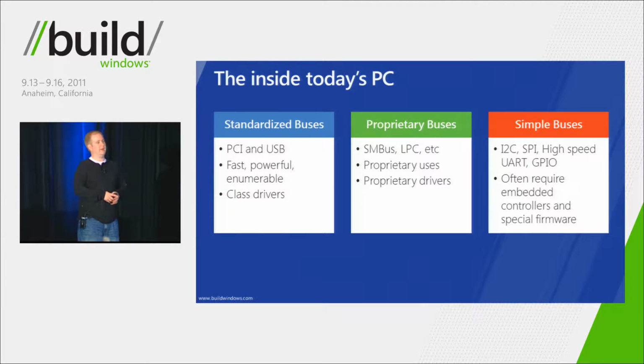For the purpose of today's talk, I'm going to group buses in Windows into 3 different categories: standardized buses, proprietary buses, and simple buses. Standardized buses are things like PCI and USB. That's what most users are familiar with. They have standardized connectors. They're very fast, very flexible. They can enumerate devices that are plugged in, so it's a very plug-and-play experience. And in Windows, there are no drivers from the user's perspective. It's all covered by class drivers.